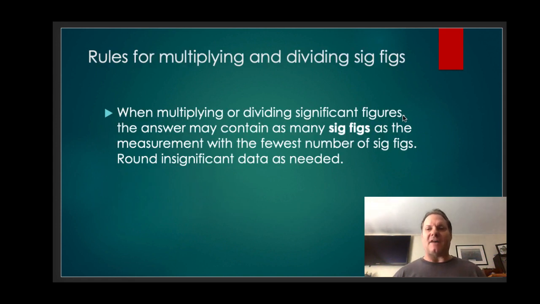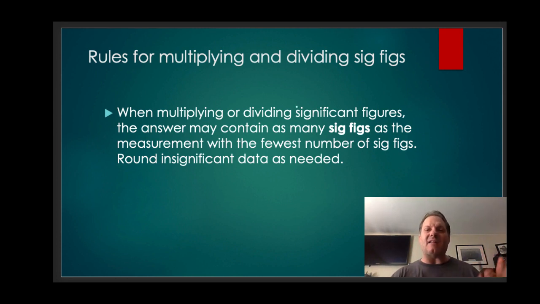Rules for multiplying and dividing sig figs. A little bit different. They look the same, but there's one significant difference. When multiplying or dividing significant figures, the answer may contain as many sig figs as the measurement with the fewest number of sig figs, and then we round the insignificant data as needed.